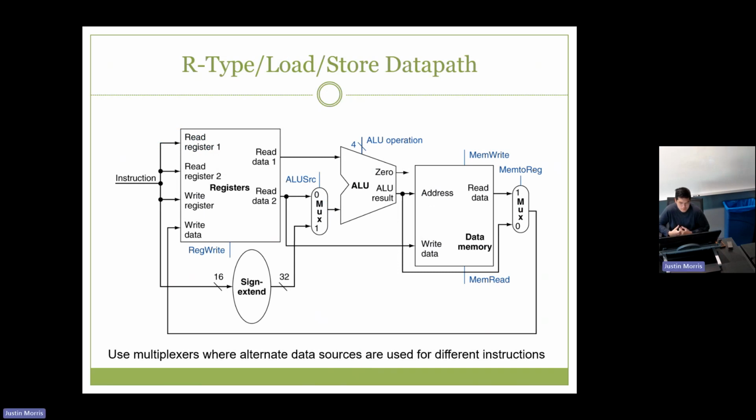So here is the combined data path in order to do loads or stores, as well as R types, because remember, we're sharing the ALU, and they don't use the same second operand. Right? So R types use RT, which would be selecting 0 here. Whereas loads and stores use the sign extended immediate, which is selecting 1 here. So this is how we can share the ALU. Okay. And then the other thing that we're sharing is the register file. The write data for R type comes from where?